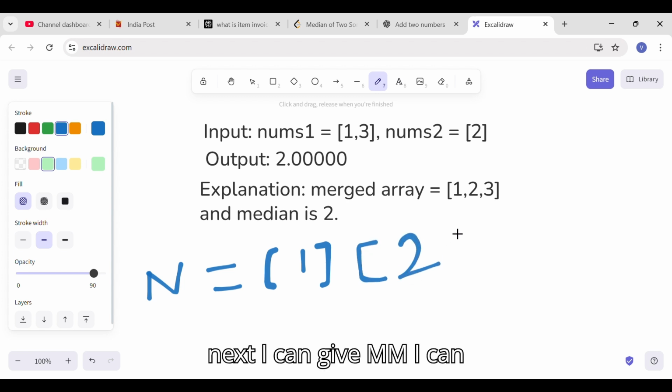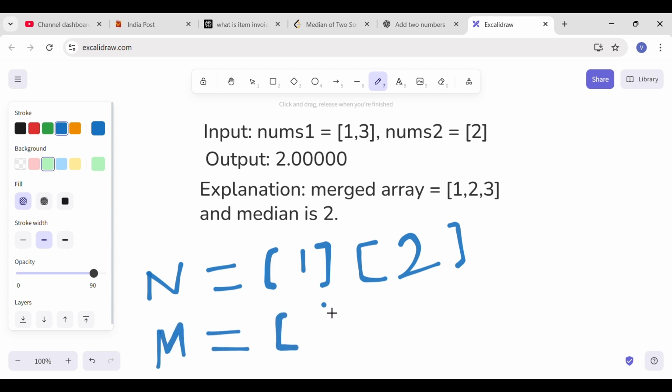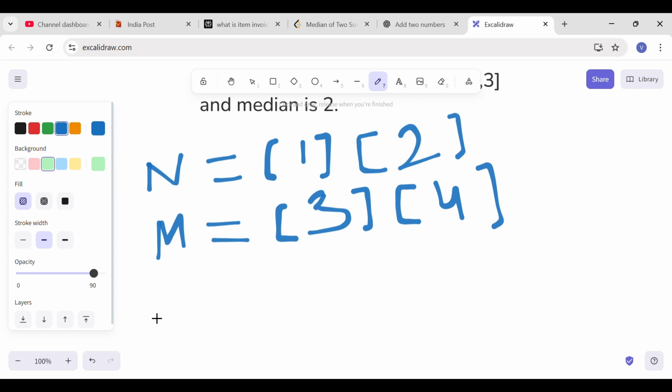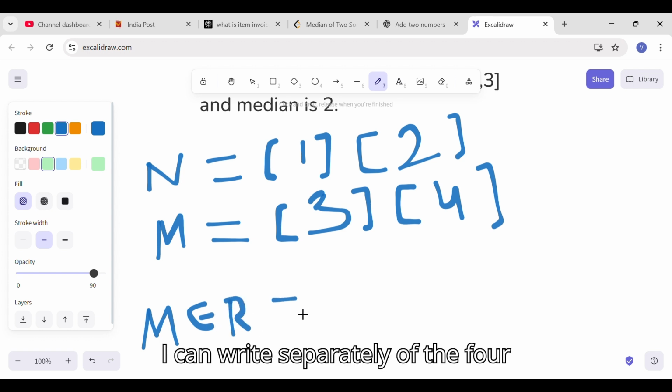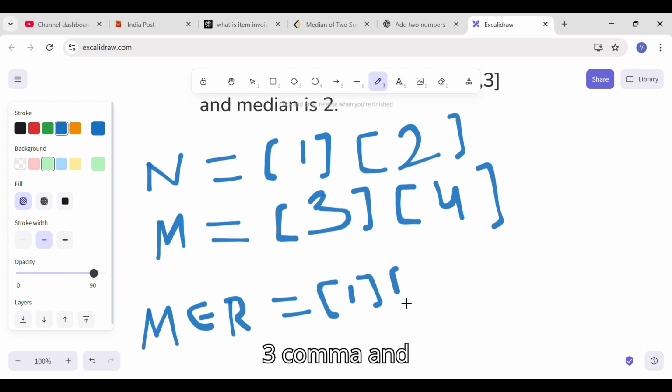Next I can give m, and I can take 3, 4. Then I will write merged equal to, and I can write separately out of 4 elements: 1, 2, 3, and 4.